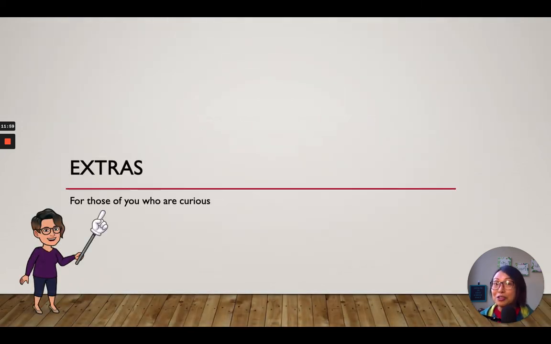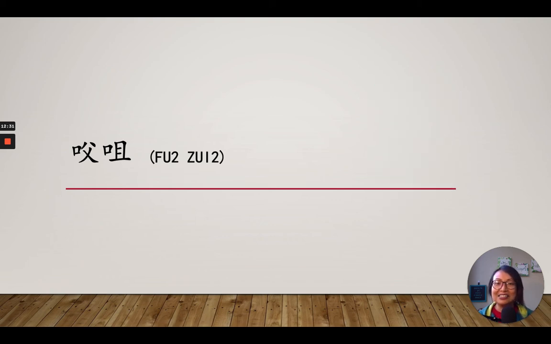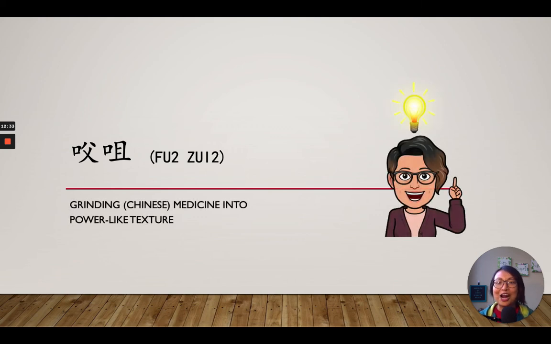Before we go, I want to show you some very interesting Chinese terms. Remember I talked about 好, and when we are thinking about 好, we think about making noises and sound. So here are some very interesting terms that has some very interesting meaning. This term is 苦嘴, and that means grinding medicine.